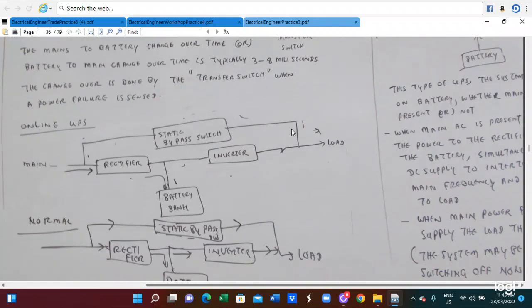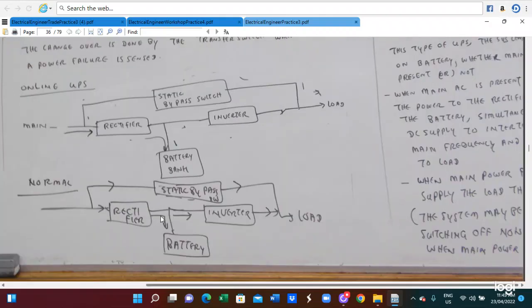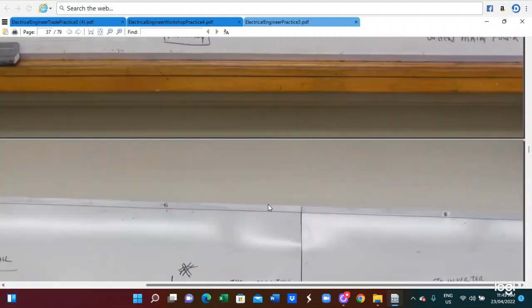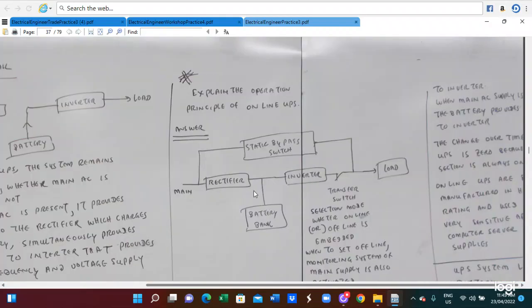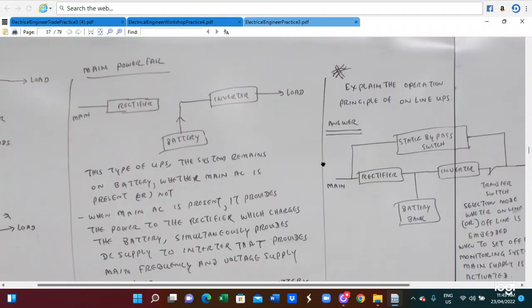This is the rectifier connected to the battery when the main power is off. Also, when the main power is off, the power passes through the inverter and is connected to the load. In the normal supply system, the current flows to the rectifier for battery charging, and in the meantime from the inverter to the load and the static bypass switch to the load. So this is the connection of the main power transfer system. When the main power fails, the switch connects to the battery and the inverter connects to the load.